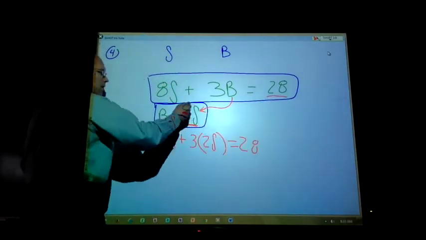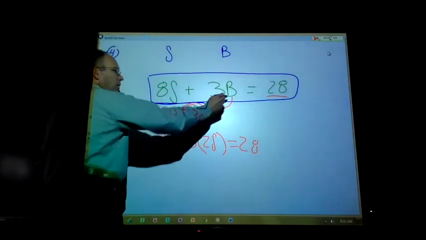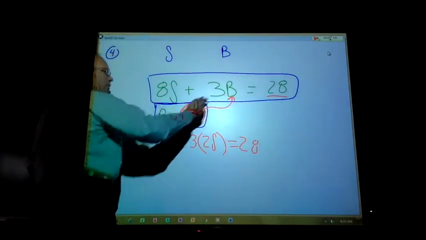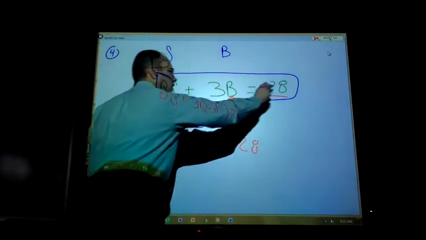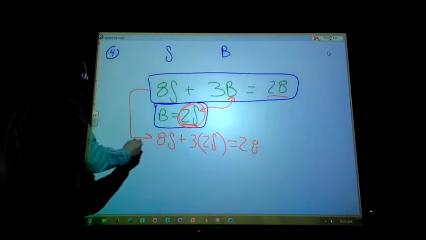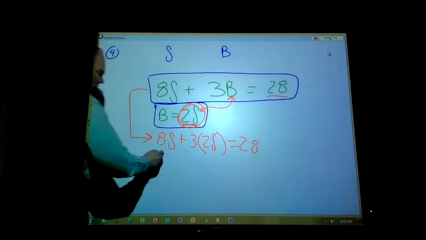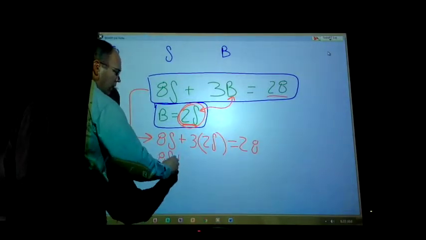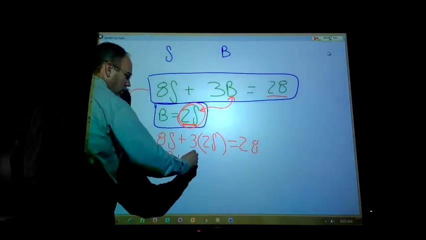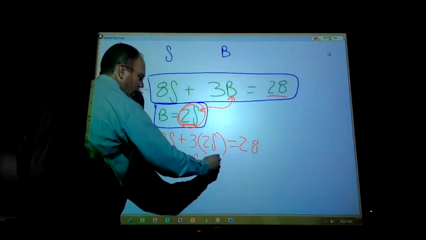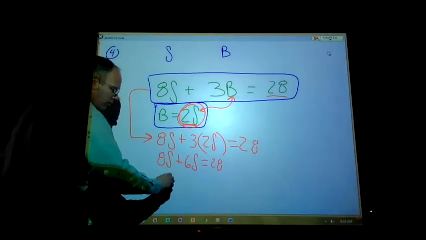I knew that this portion right here is the same thing as what b is, so I plugged it in for b. The whole top equation stays the same, and I'm just rewriting that top equation. Now we just have s. So let's do the math. 8 times s is 8s, plus 6s, equal to 28. If I add those together, I get 14s.